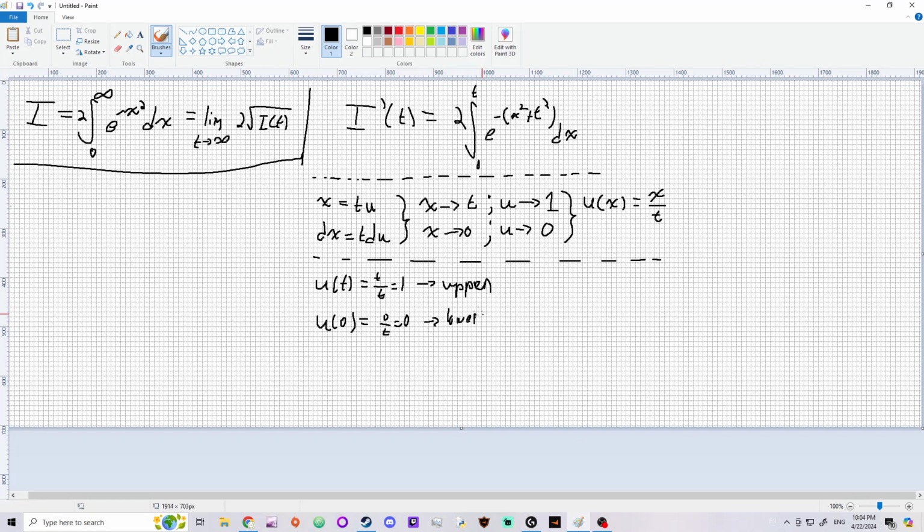Just like when you do trig sub, you change the variables to, I don't know, theta, you have to evaluate the bounds. You have to find some sort of function that then gives you the u upper and lower. So I'll finally be able to rewrite this as I prime of t equals 2 times the integral from 0 to 1.